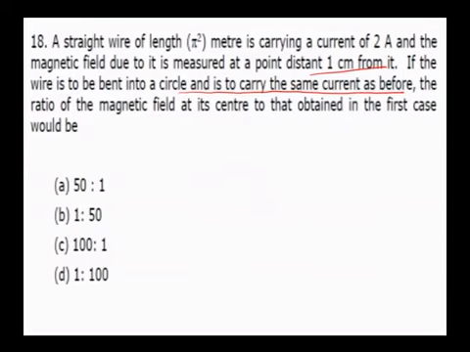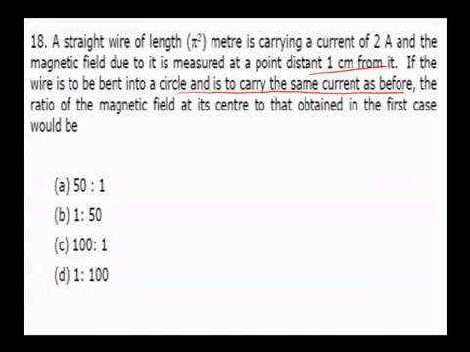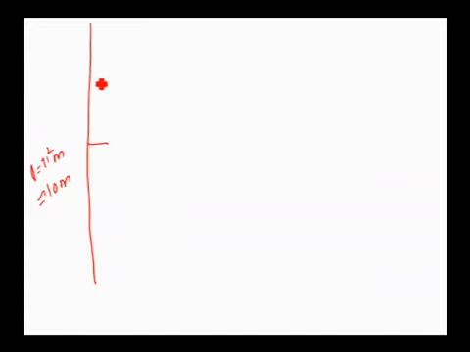Okay, so first what we'll do is we'll find the magnetic field produced by the straight conductor. Take approximately 10 meter, so the length is 10 meter, but the distance is given as only 1 centimeter. You can see the distance is only 1 centimeter, so this conductor can be considered as a very long straight conductor.